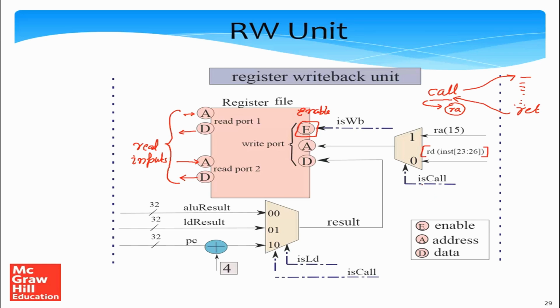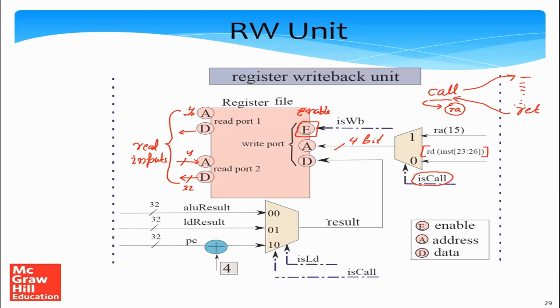Hence, we have the isCall control signal generated by the control unit, which chooses between 15, which is the ID of the return address register, and the default register destination field, which is bits 23 to 26 inside the instruction. So we choose between them, and this becomes the ID, the address of the register, right? So it's a 4-bit quantity. All addresses are 4-bit quantities, right? This is 4 bits, this is also 4 bits. And all outputs are 32-bit quantities.